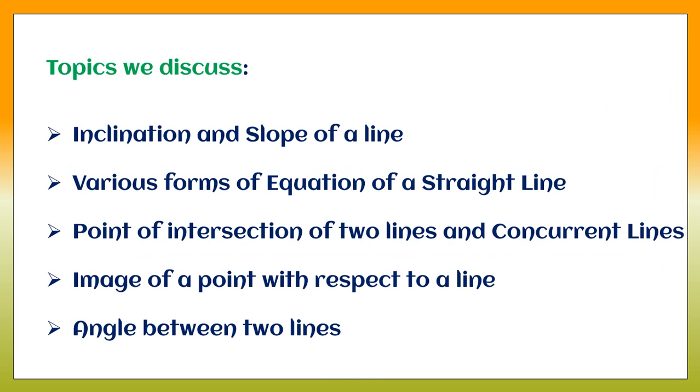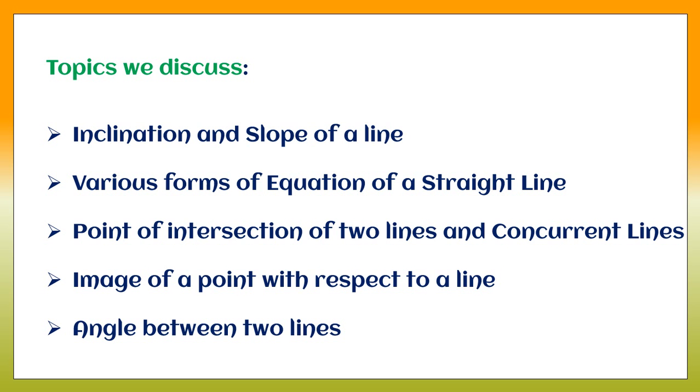The topics that we are going to discuss in this chapter are inclination and the slope of a line. We are going to discuss the straight line and the inclination and slope of a given line. Next, various forms of the equation of a straight line, so how we can represent a straight line in different forms. Later on, the point of intersection of two lines. When two lines intersect, what is their common solution?